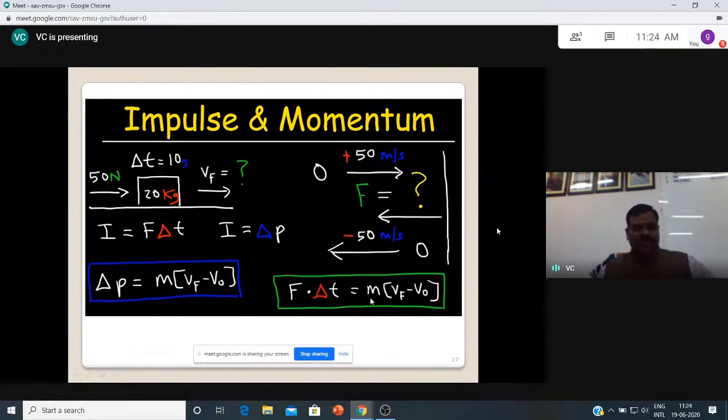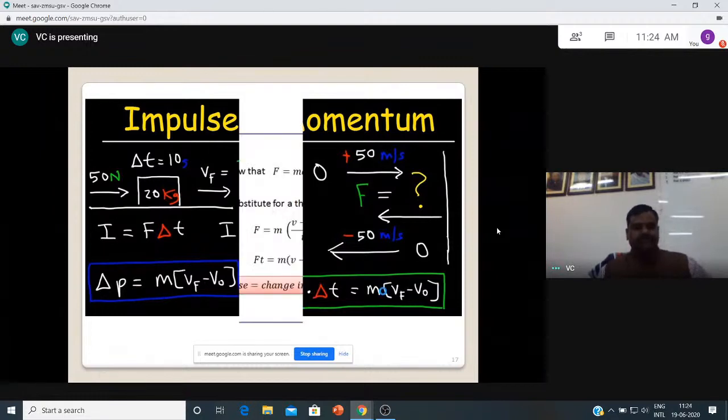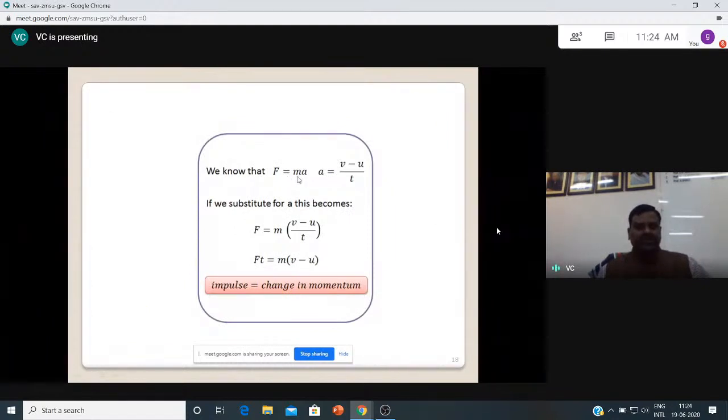F into delta t is equal to mass into dv, where dv is nothing but final velocity minus initial velocity. See, this is what is called the impulse. This is the impulse, and this is the momentum expression. Or in other words, F is equal to ma, where acceleration is (v minus u) over t, final velocity minus initial velocity over time.